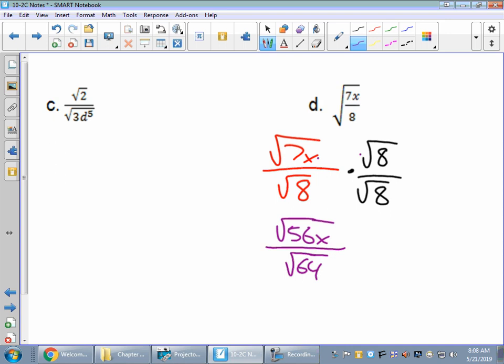And then we know basically that we can take that square root of 64 and turn it into an 8, because the square root of 64 is a perfect square, which is 8. So our denominator would be 8.